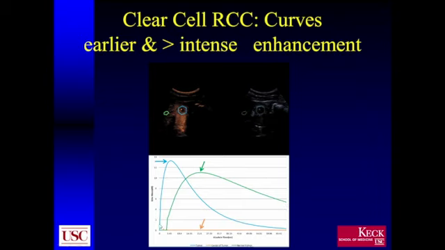And here you can clearly see that the clear cell carcinoma enhances earlier than the surrounding parenchyma and enhances at peak more dramatically. In this particular case, you can also see that in the delayed phase there is actually washout where the two curves cross, and in that time frame, the clear cell carcinoma would actually become less vascular or less echogenic than the surrounding parenchyma.